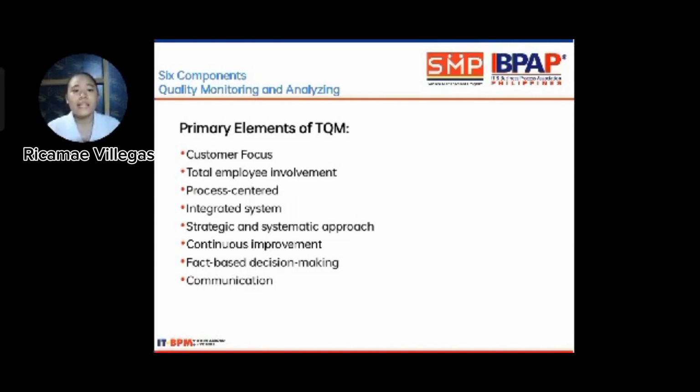And next is the fact-based decision making. In order to know how well an organization is performing, data on performance measures are necessary. TQM requires that an organization continually collect and analyze data in order to improve decision-making accuracy, achieve consensus, and make predictions based on past history. And the last is communications.